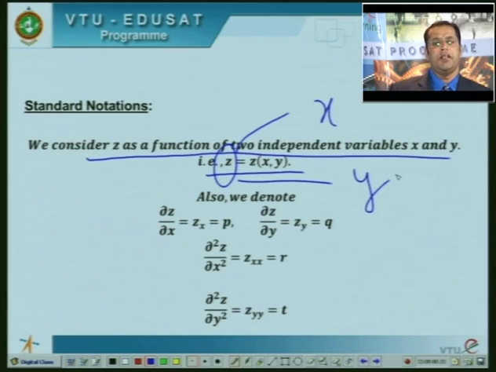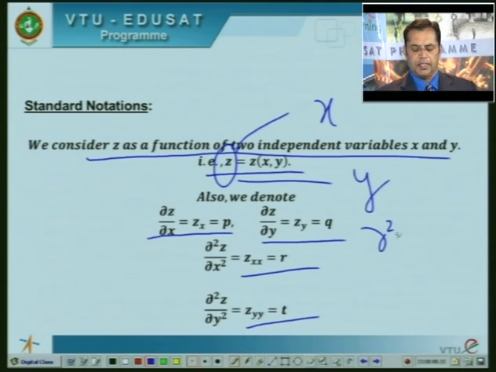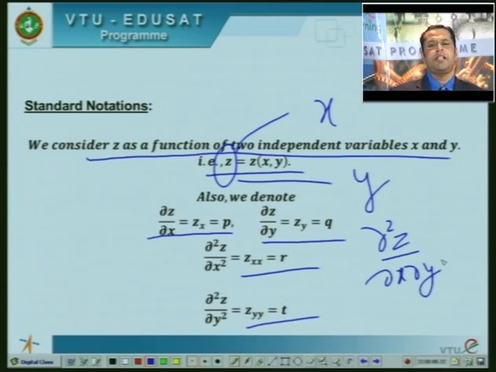So, with these independent variables we have the first order partial derivatives dou z by dou x, also denoted by zx, which is also p, dou z by dou y equal to zy, q, dou square z by dou x square, which is zxx, that is r, and dou square z by dou y square, which is zyy, which is t. So, we have excluded the mixed partial derivative because dou square z by dou x dou y is a partial derivative with respect to x and y. It contains both the variables x and y. Today's session, the derivatives will be with respect to only one independent variable. So, we do not consider this derivative.